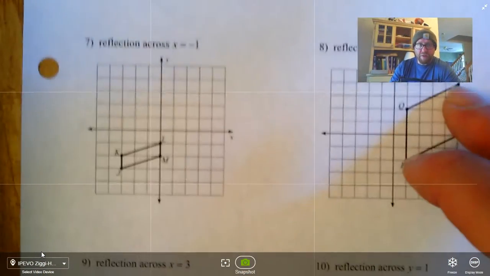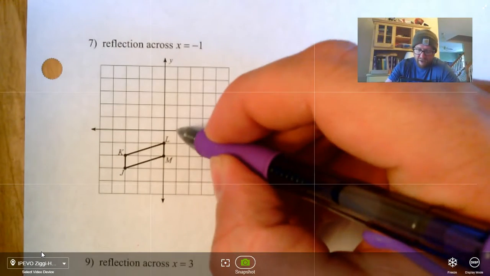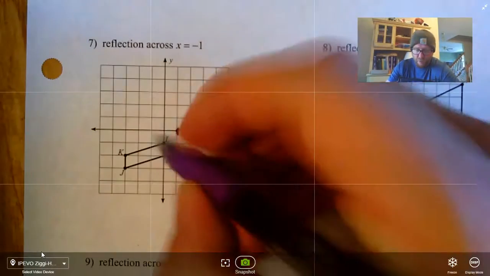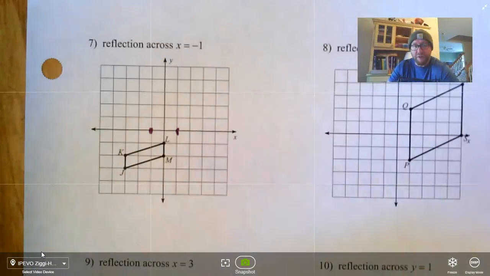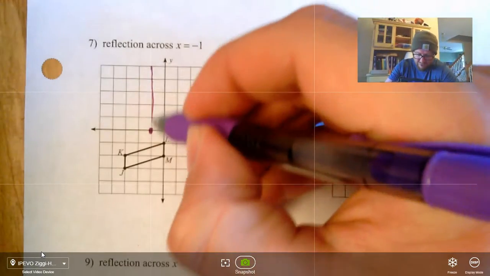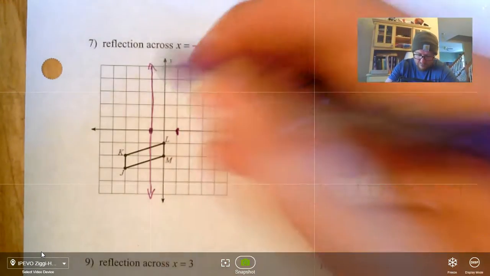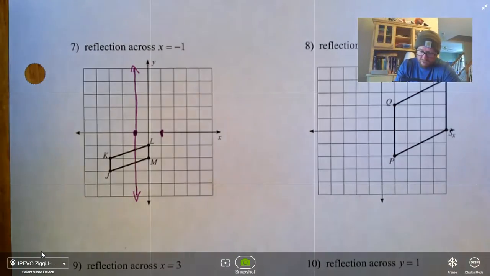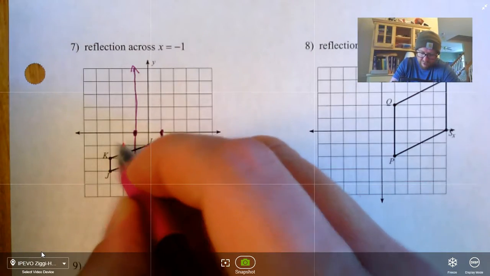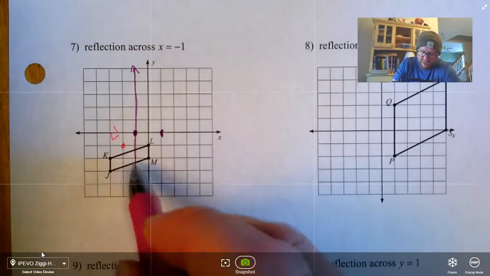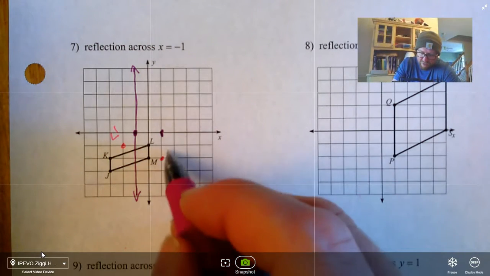Here we're reflecting across the line x equals 1. Go to the x-axis. Mark this, 1. Over here. And then draw a line that cuts through the axis at that point. L is 1 space away, so 1 space in the other direction for L prime. K is 2 spaces, so 2 spaces in the other direction.